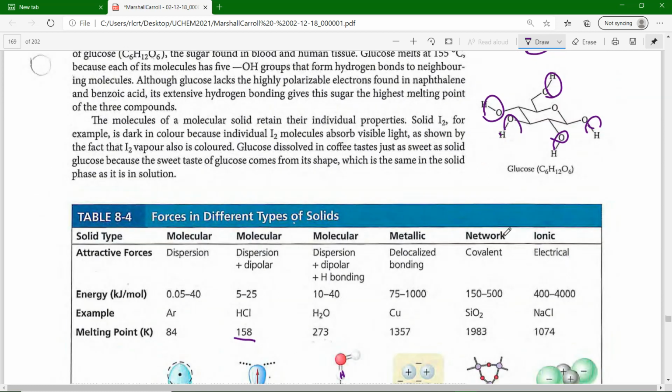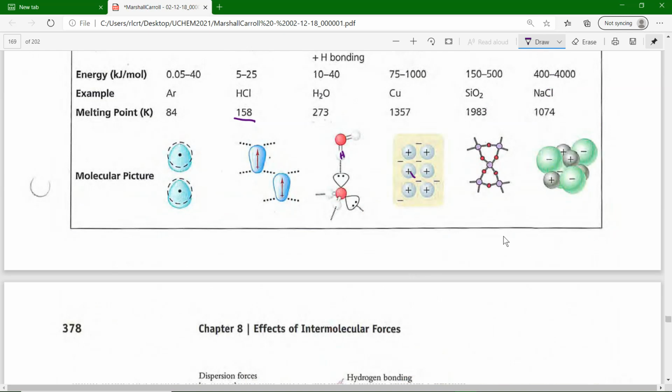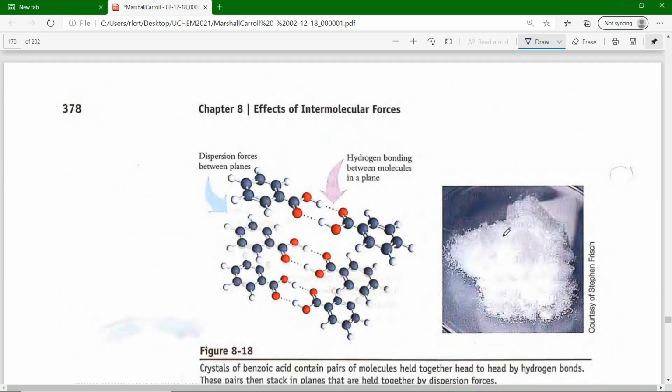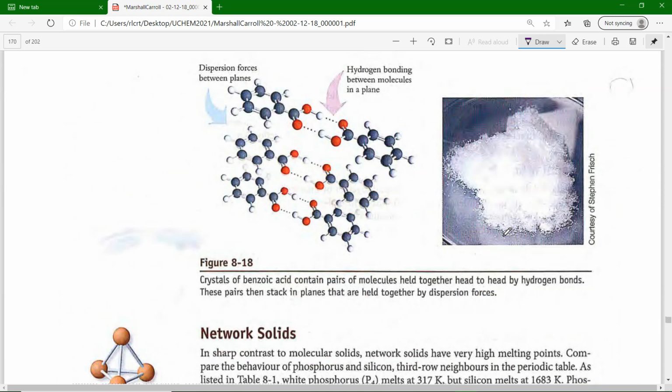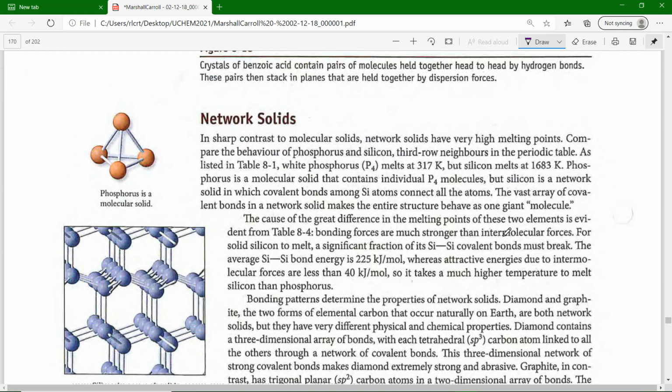And okay, what else about molecular solids? The molecules of a molecular solid retain their individual properties. Solid iodine is dark in color because individual iodine molecules absorb visible light. Iodine vapor is also colored. Glucose dissolved in coffee tastes just as sweet as solid glucose because the sweet taste of glucose comes from its shape, which is the same in the solid phase as in the solution. Okay, interesting. That was benzoic acid, talking about the hydrogen bonding.